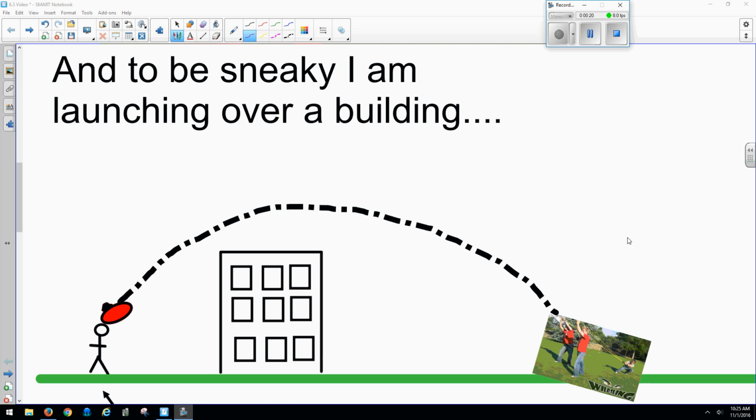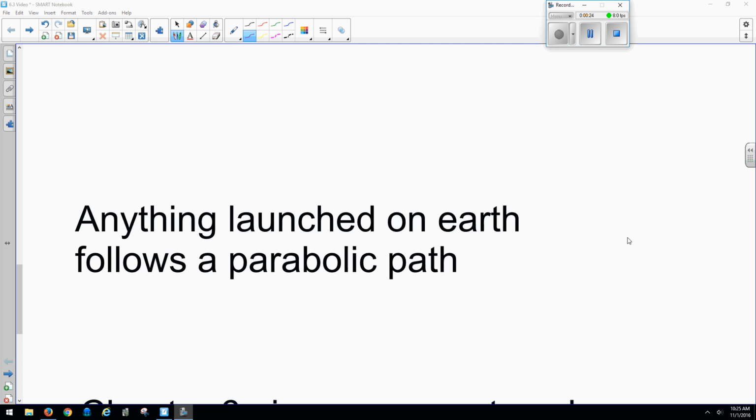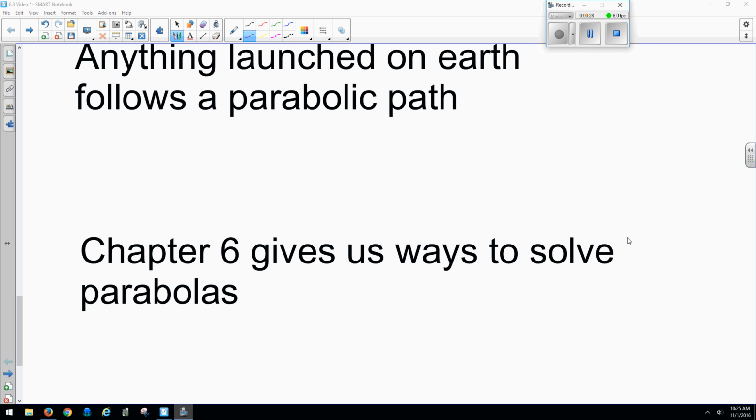You need to know the solution in order to figure out where the balloon is going to land, because anything launched on Earth follows a parabolic path. So chapter 6 gives us ways to solve parabolas. Hopefully parabola is a familiar word to you by now.